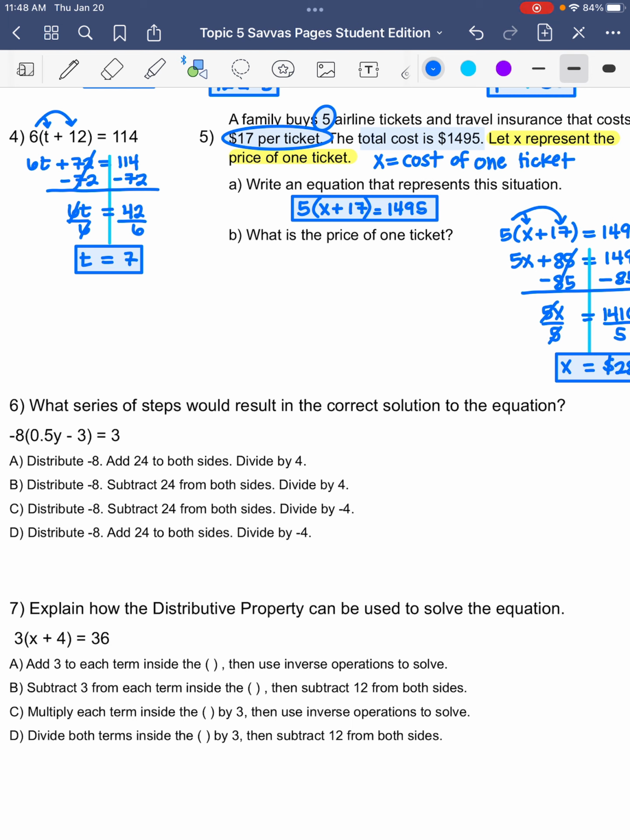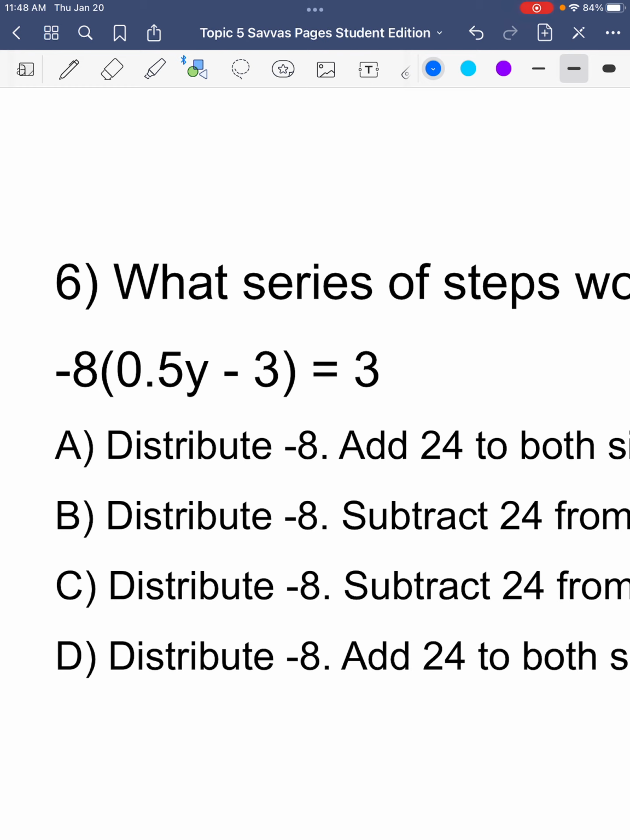What series of steps would result in the correct solution to the equation? Okay, so we've got multiple choices here, so let's just work through them. In order to solve this equation, I know I would apply the distributive property. So I would distribute, or multiply, -8 times 0.5y. And then I would do the same thing, -8 times -3, right?